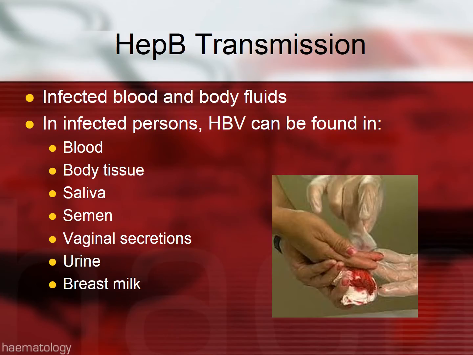So hepatitis B, when you start looking at its transmission, since we're talking about it, can obviously be spread through blood or any type of bodily fluids. It can be found in body tissues, saliva, semen, any type of vaginal secretions, urine, feces, and then breast milk.